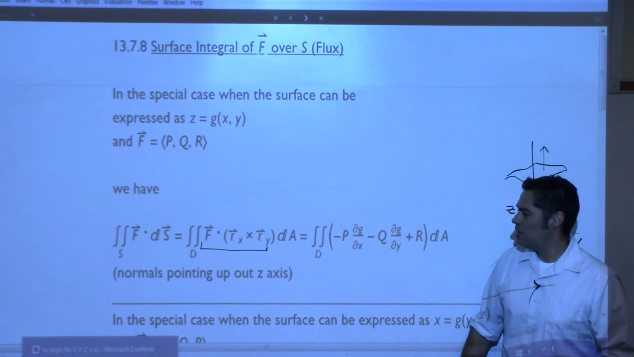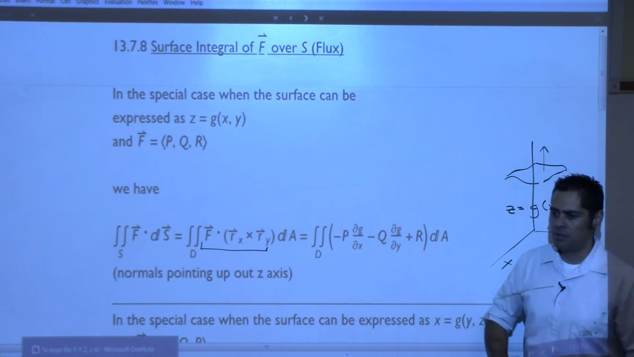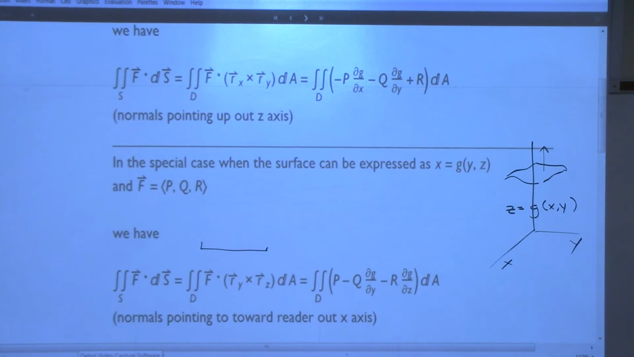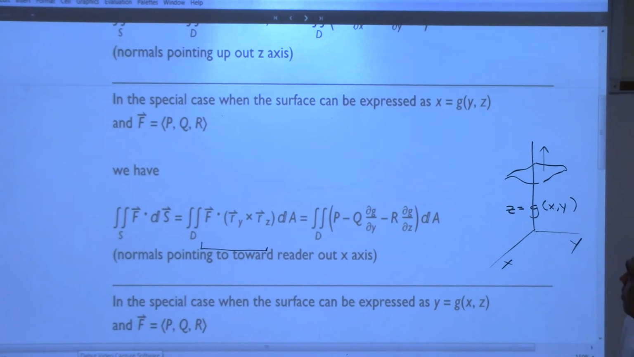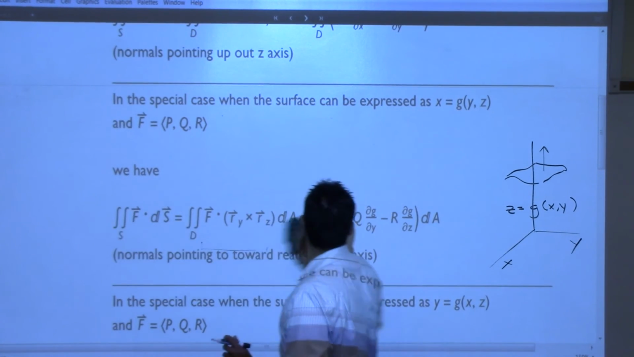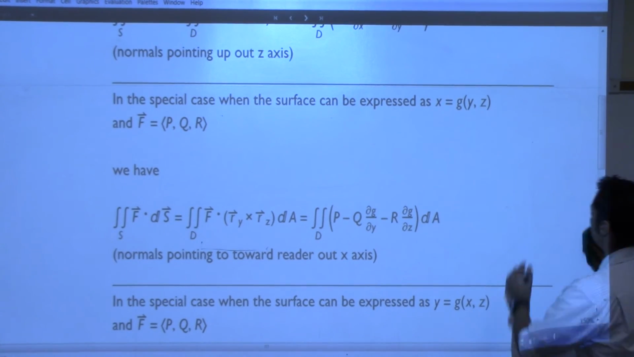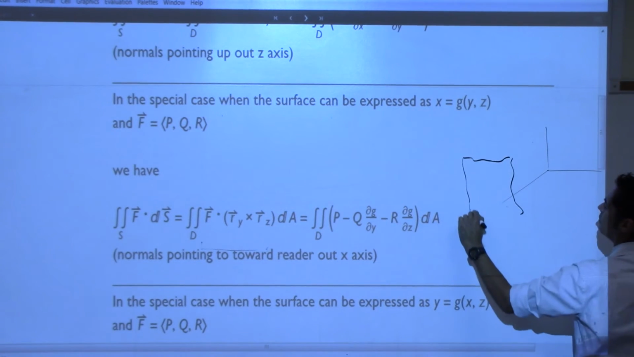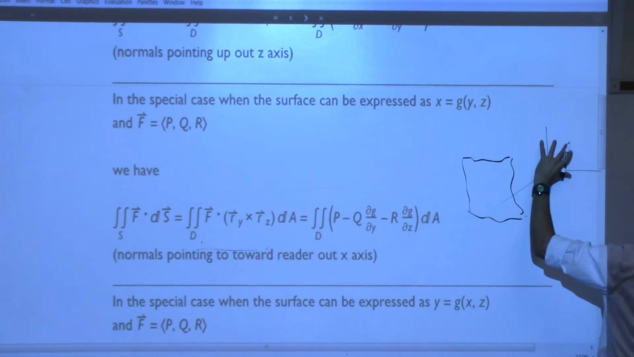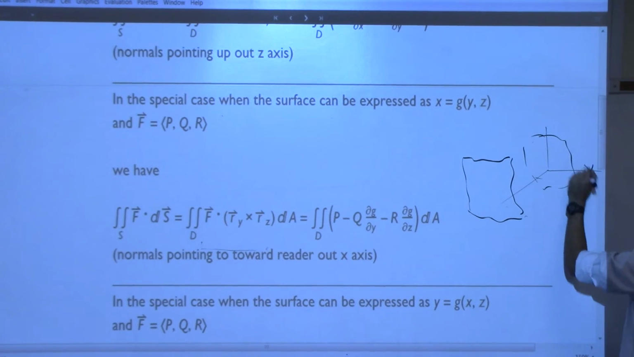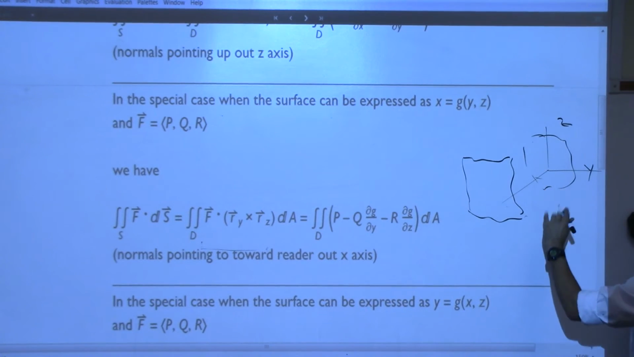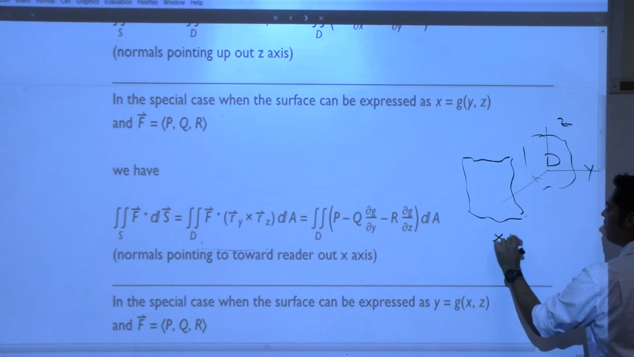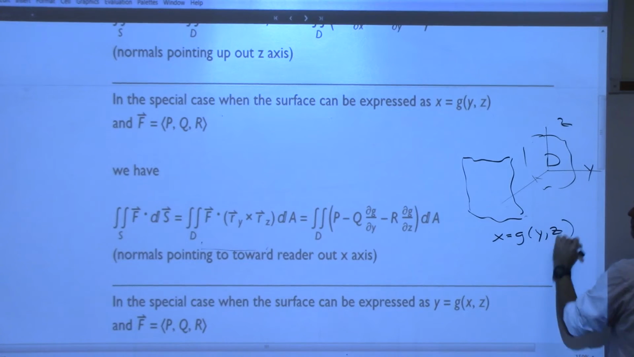All the signs change. This becomes plus, plus, minus, and that's it. All right? Now, if we have a special case where our surface can be written as a function of y and z, so this time your surface is out here like this, and your shadow is going to lie onto the yz plane. Understand? This is our domain on the ground. Then x is a function of y and z.